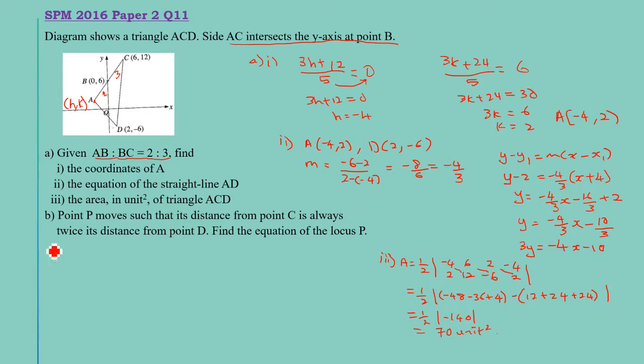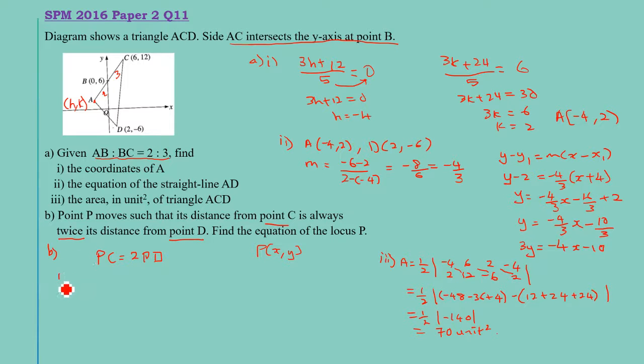So we have one more question part here. Part B, locus. What is given here is that the distance of this point P from point C is always twice the distance from point D. So what you have is PC is 2 times PD. So remember, we are talking about distance. So P, we call it with some name. We always use P as (x, y). And what is your C? Your C is given as 6, 12. And your D is 2, -6.